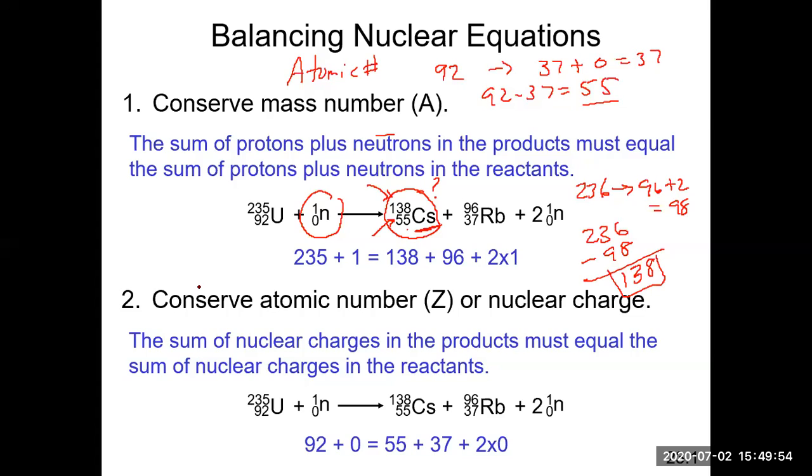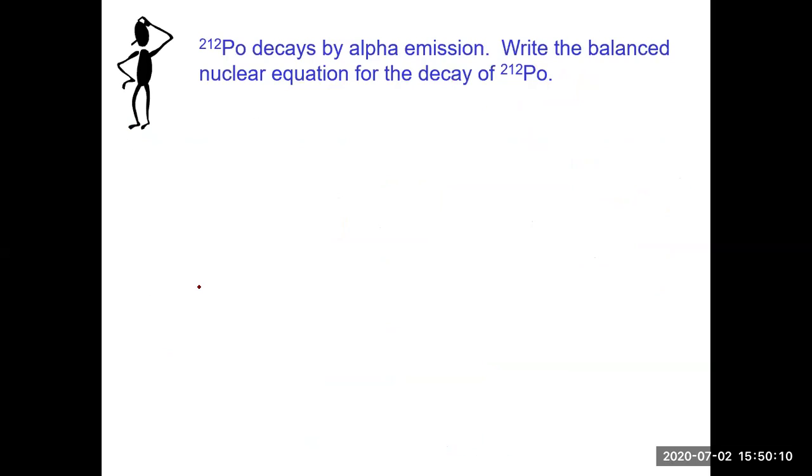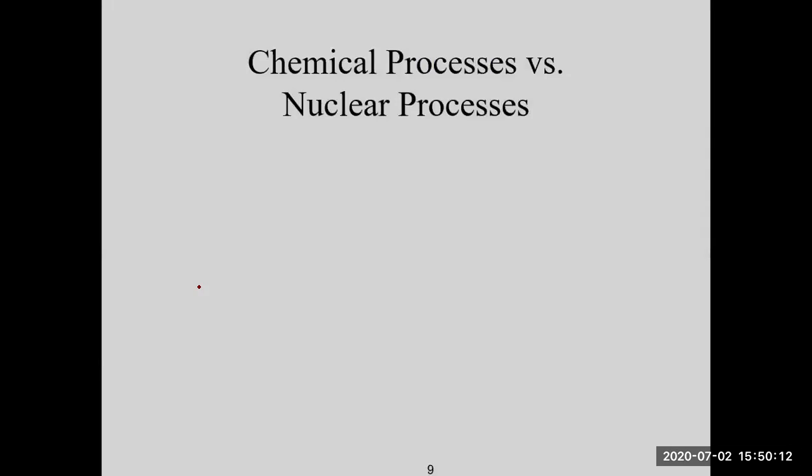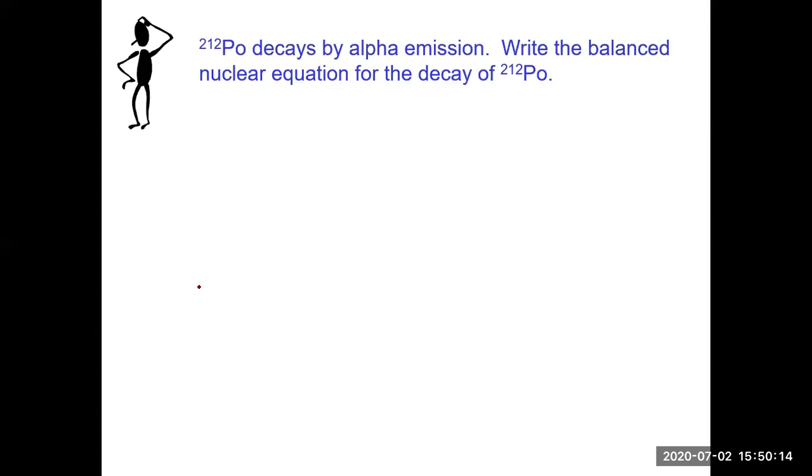So balancing a nuclear equation is pretty simple. You just need to add up all the mass numbers, make sure they're the same on each side, add up all the atomic numbers, and make sure they're the same. And really your best friend here is your periodic table while you're doing this. So let's take a look at this one together just to see how we do it. We have polonium-212 there, which decays by alpha emission. Write the balanced nuclear equation for this decay.